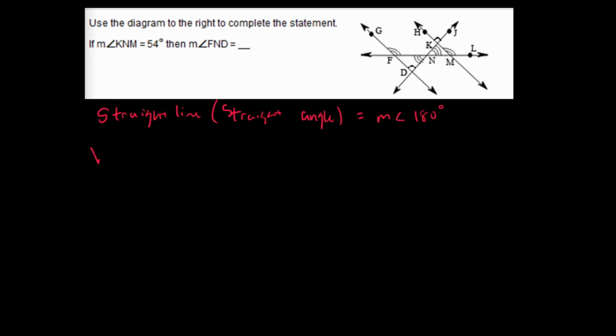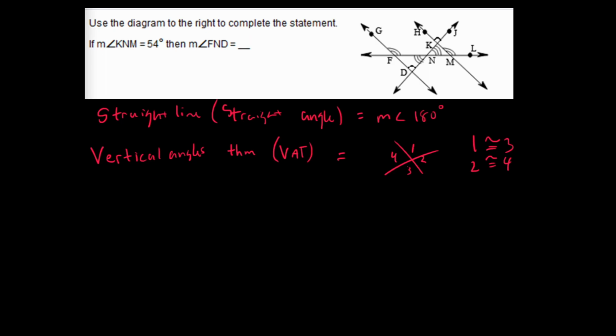And the vertical angles theorem, I'm going to call it VAT from now on, tells us that if we have two lines intersecting, then angle 1 is congruent to angle 3 and angle 2 is congruent to angle 4. And if we have that information, we can solve this problem.